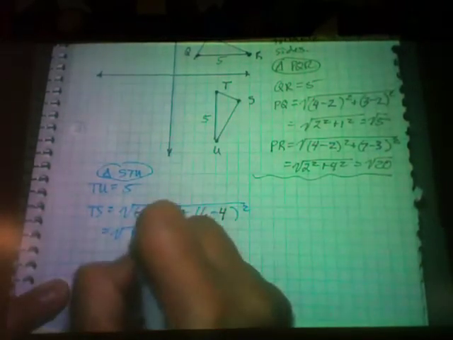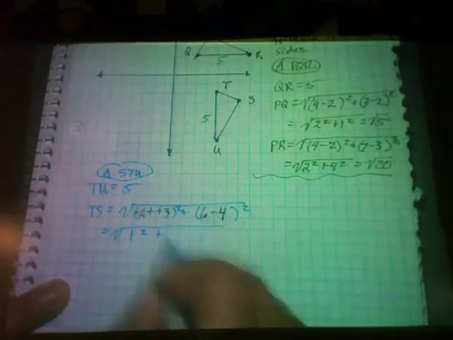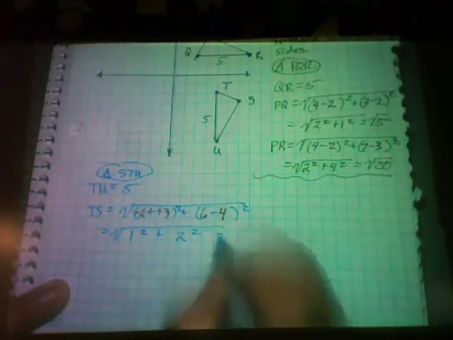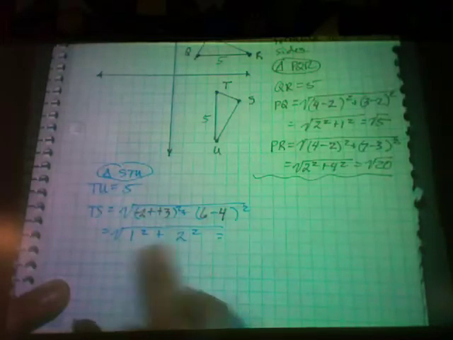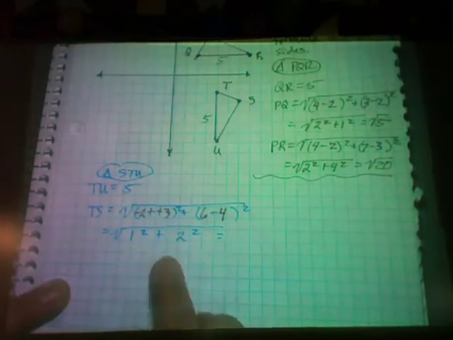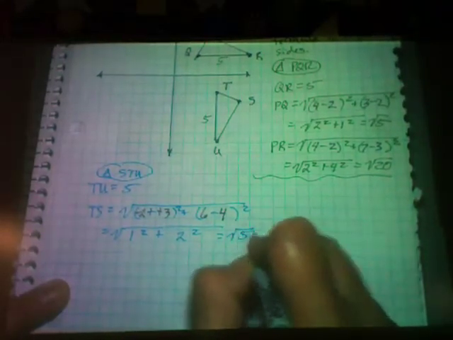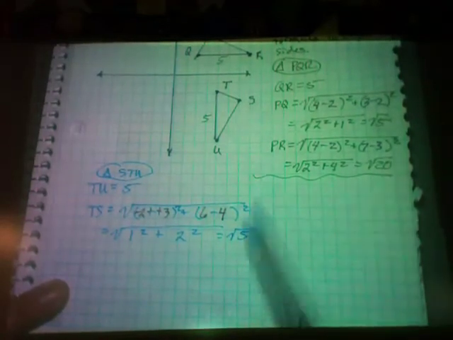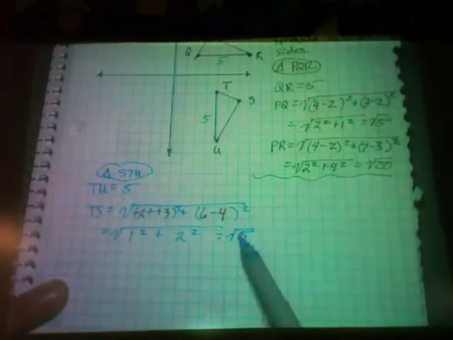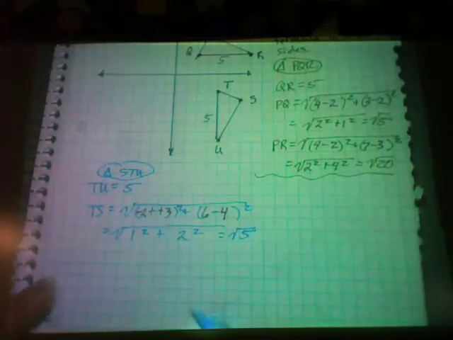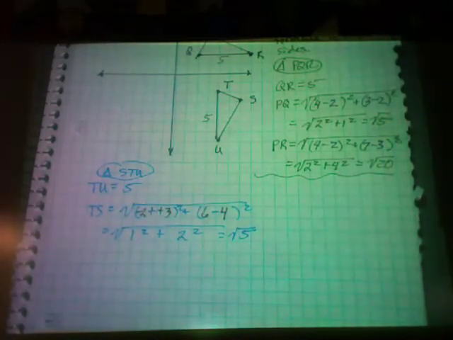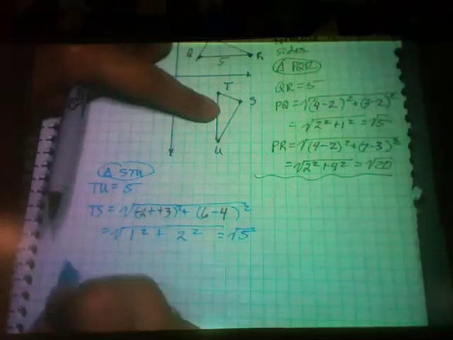+1 squared plus 6 minus 4 is 2 squared. 1 squared is 1. 2 squared is 4. 1 plus 4. Doesn't that match with one of the ones from previously? So we have 2 matching pairs of corresponding sides. We have to do SSS. You have to have 3. So you do have to do the final one, SU.